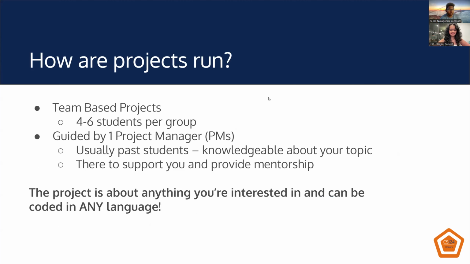Okay, so a little bit more about the projects themselves. So firstly, how our projects run, right? So as we mentioned, CS124 Honors is primarily a project-based course, and these are team-based projects. So you will be working in a group of about 4 to 6 students, and you'll be guided by a project manager. And these project managers are usually past students of CS124 Honors or students who've taken a large chunk of the CS core here at UIUC, and they're managers that are knowledgeable about your topic. Their purpose of being on your team is to support you and provide mentorship for you and your team members throughout the semester.